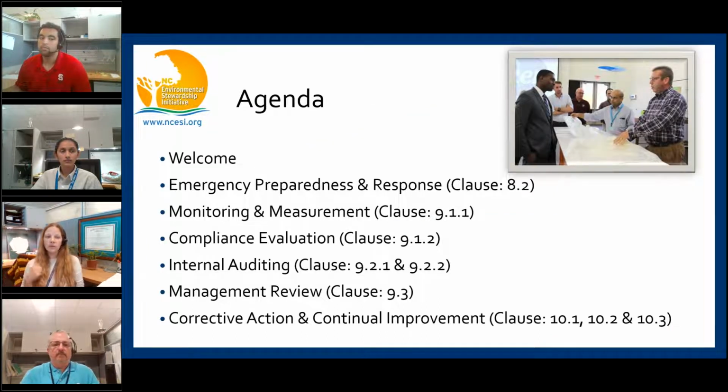Okay, so let's go over quickly what we're going to talk about today. We've already done the welcome. We're going to be looking at emergency preparedness and response, which is clause 8.2, monitoring and measuring, which is clause 9.1.1, compliance evaluation, which is 9.1.2, internal auditing, which is 9.2.1 and 9.2.2, and management review, which is 9.3. Then we will go on into corrective action and continual improvement, which is all of clause 10.